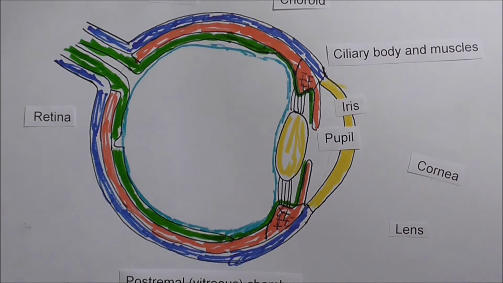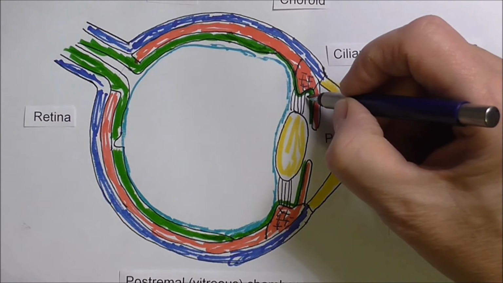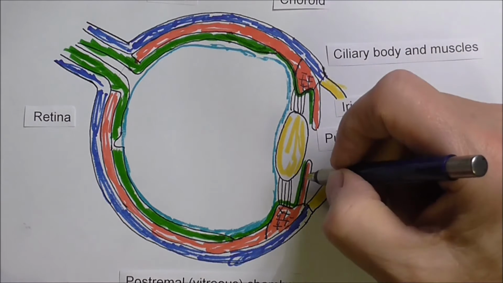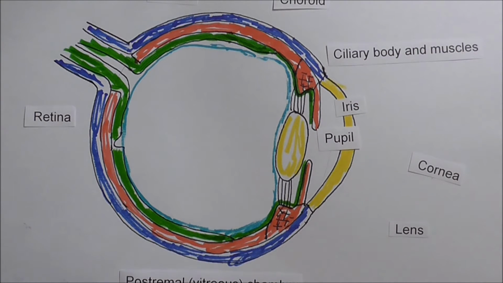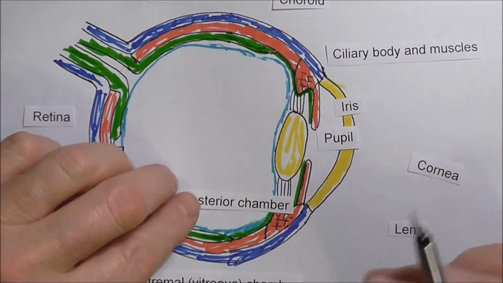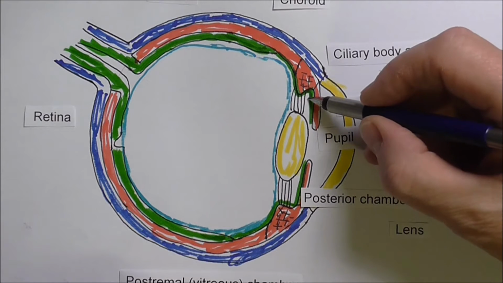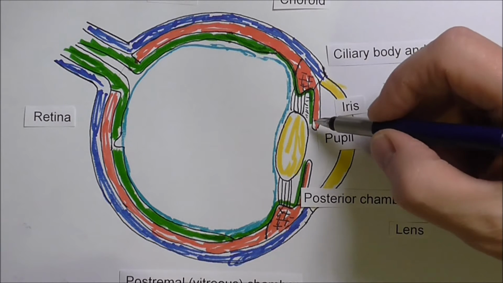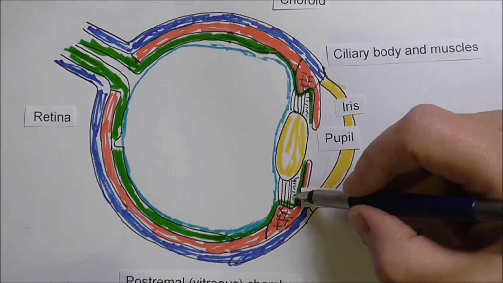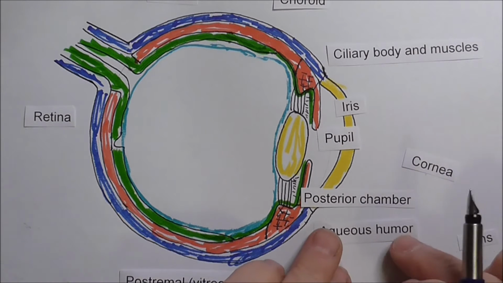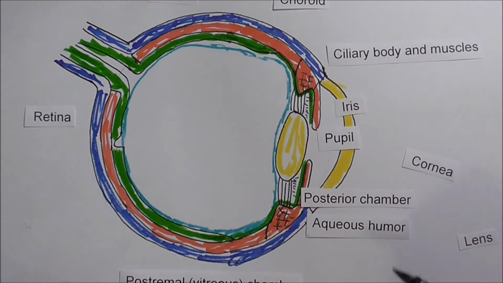Now, there's a fluid that's produced by the ciliary body, and this fluid goes into this area here, behind the iris. So this way the diagram is a little bit complicated, so we'll be precise. So the posterior chamber is this area here. This area just here is the posterior chamber. Just there. And that contains a substance called aqueous humour. Humour means liquid.